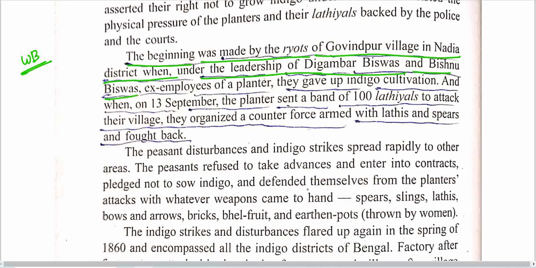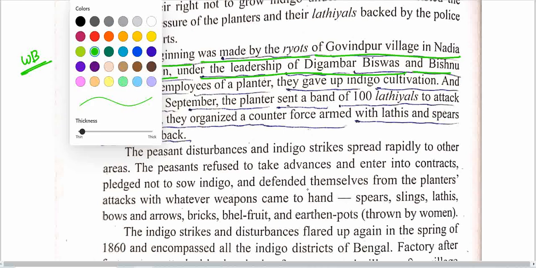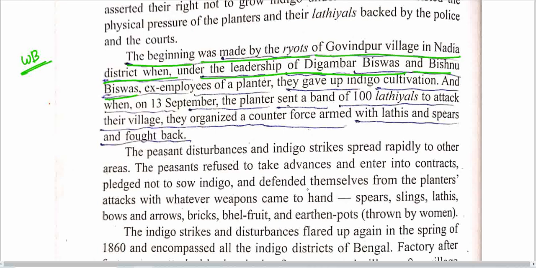So, who were the leaders of the Great Indigo Revolt? This is a highly important point, I think. Digambar Biswas and Vishnu Biswas. I will definitely add this in my notes as the fourth point, fourth line.